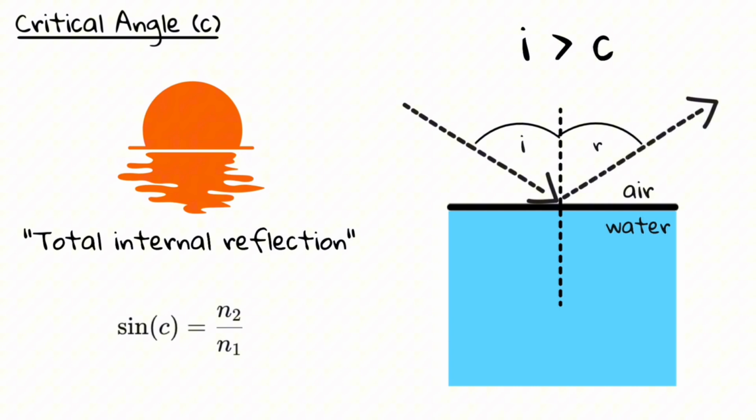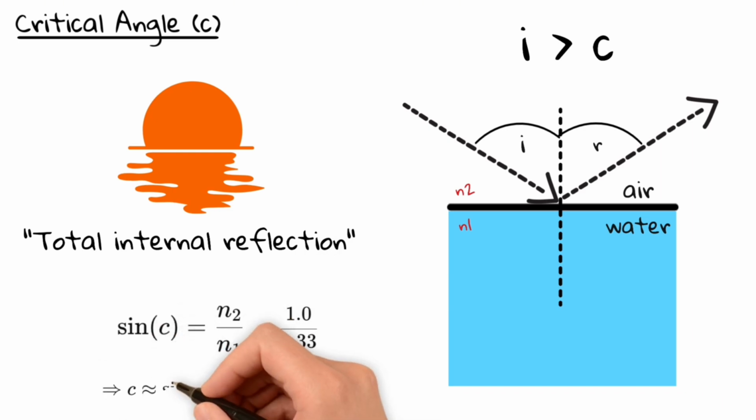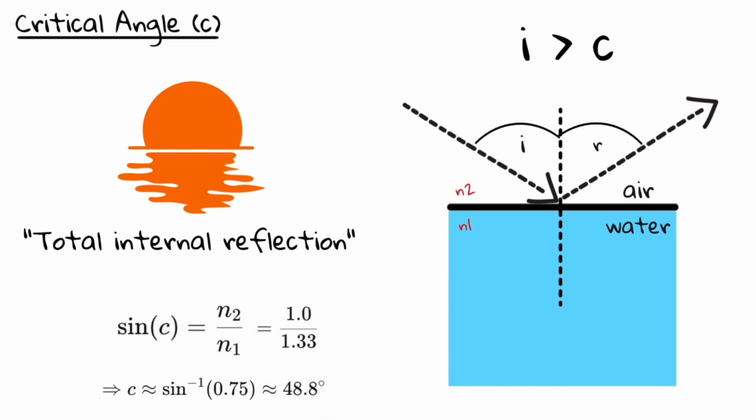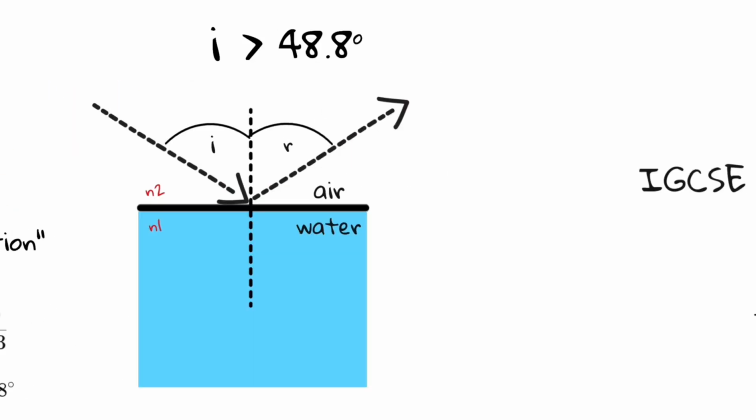Sine of the critical angle is n2 over n1, where n2 is the refractive index of air and n1 is the refractive index of water. Substituting these values, we find that the critical angle for a water-air boundary is 48.8 degrees. So if the sun shines on the water surface at an angle of greater than 49 degrees, it will reflect off it.